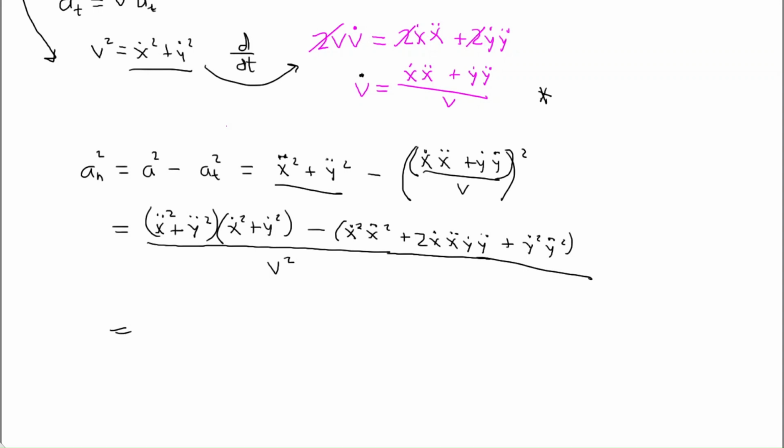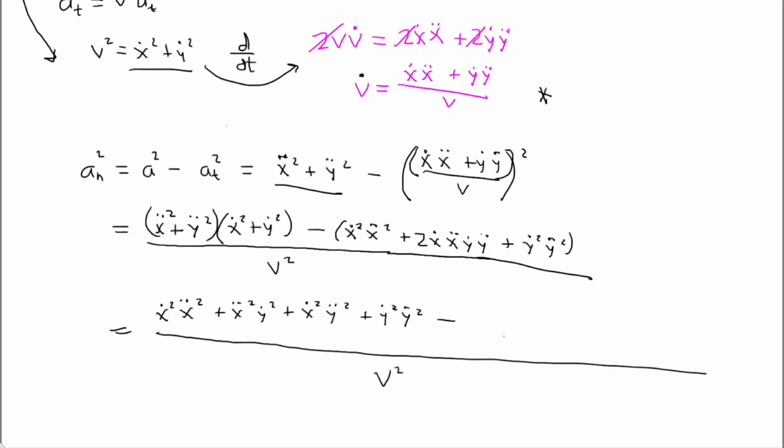All right, so next let's multiply out the binomial at the beginning here. In some order here we're going to have x dot squared, x double dot squared plus x double dot squared, y dot squared, plus x dot squared, y double dot squared plus y dot squared, y double dot squared. And now distribute the minus sign through that grouping in parentheses. Let's just remember all of this is going to be over v squared.